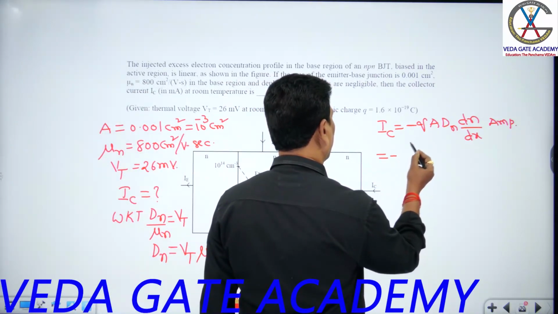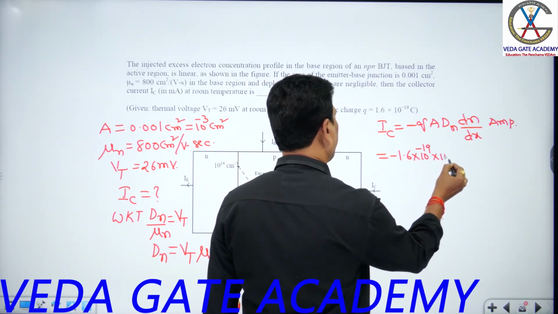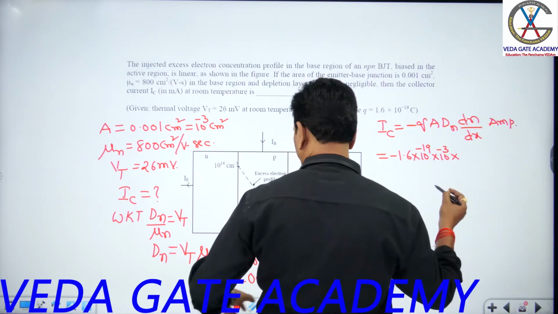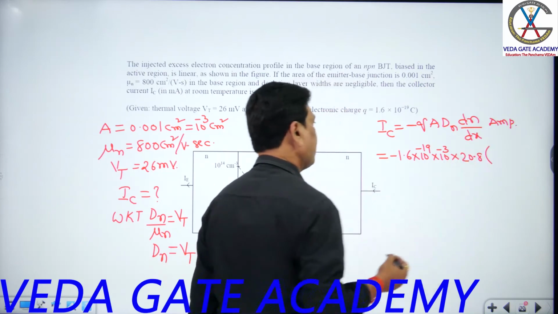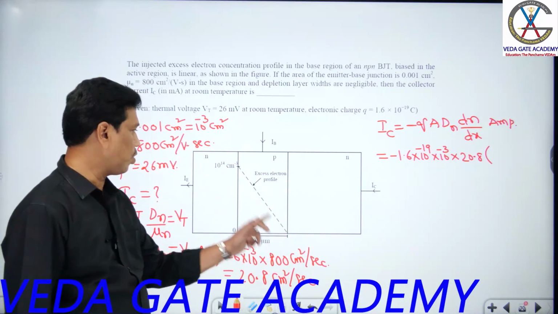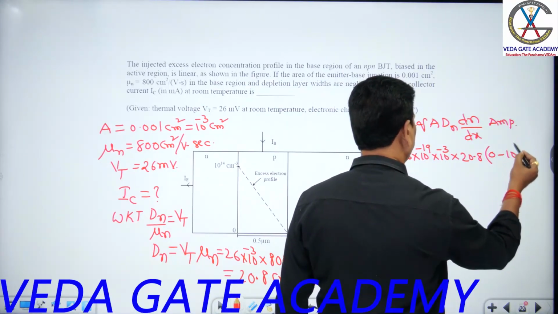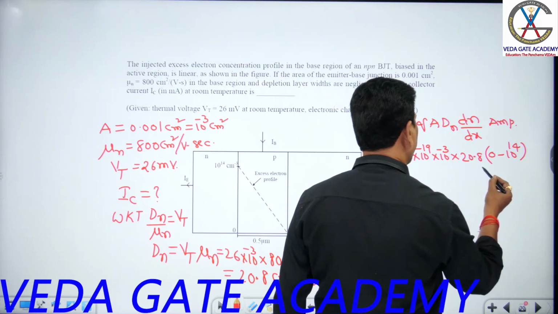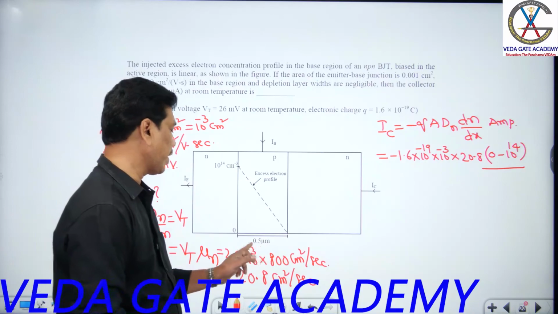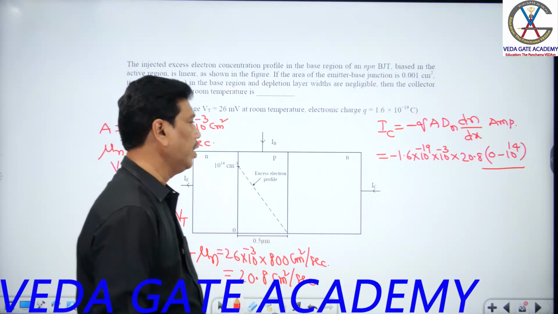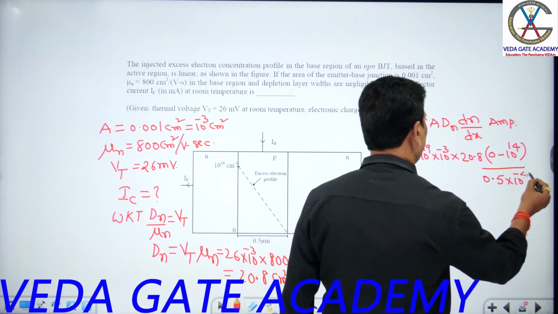Minus Q, that is 1.6 into 10 power minus 19. Area is 10 power minus 3. Diffusion constant is 20.8. Change in electron density, students: final value is 0, initial value is 10 power 14, so 0 minus 10 power 14, by dx. What is dx, students? dx is 0.5 micrometer, that is 0.5 into 10 power minus 4 centimeter.